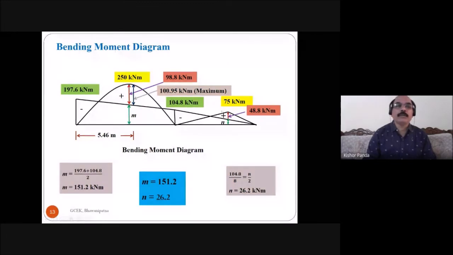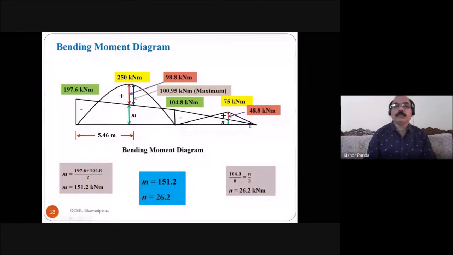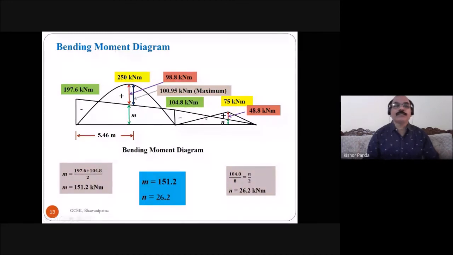So after overlapping the negative and positive, this portion cancels each other. The negative and positive portions cancel each other here, and here also the negative portion and positive portion cancel each other. So what is the remaining portion? This is negative and this is positive, and this is negative and this is positive. So this is the final bending moment diagram.